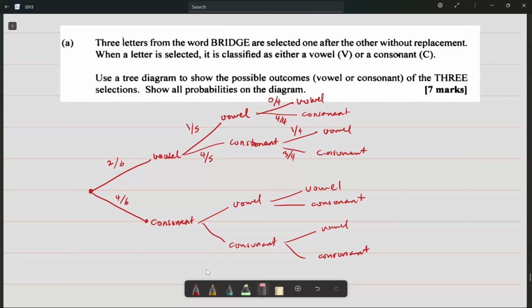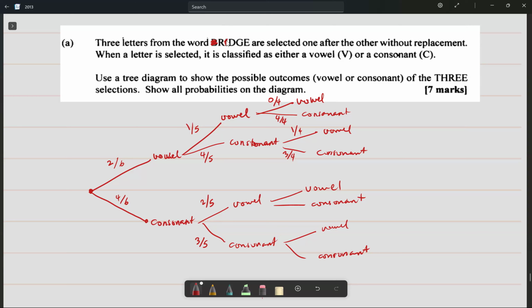And we're going to say, imagine we took out one of the consonants. We're going to have 2 vowels out of 5. And for the consonants, we have 3 out of 5. Then, imagine we took a vowel. So following this path, we took a consonant and a vowel.